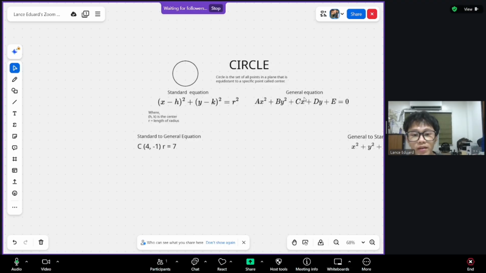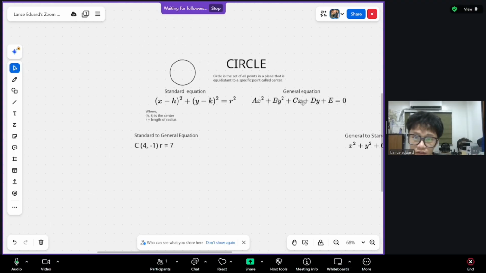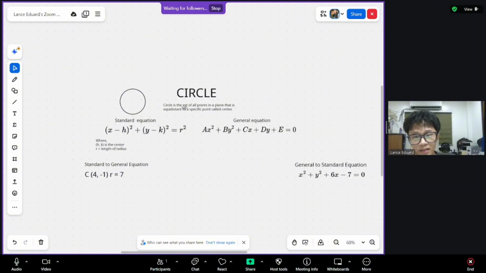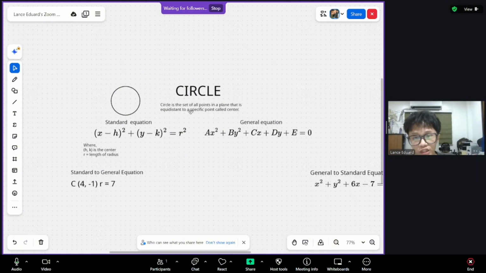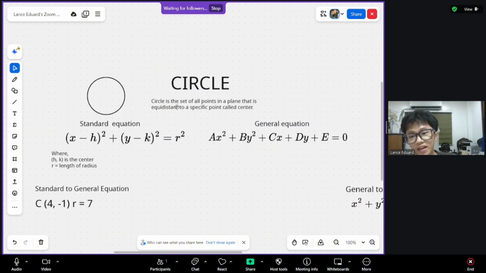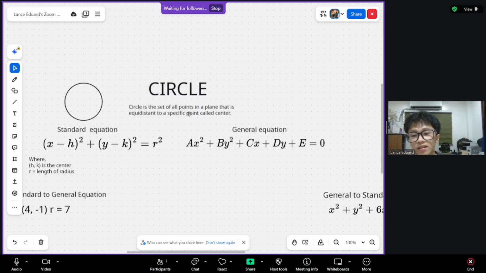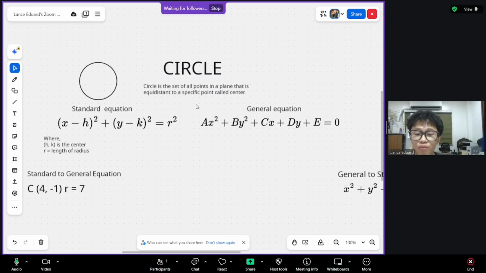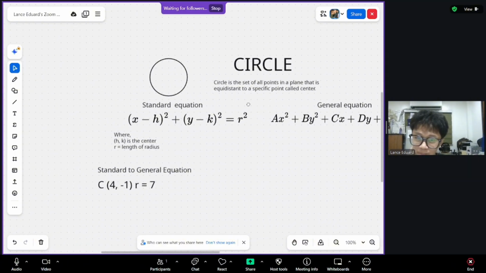Today we'll be diving into pre-calculus, the different types of conic sections. There are four different types: circle, parabola, ellipse, hyperbola. But today we'll just be tackling the first conic section, the circle. A circle is the set of all points in a plane that are equidistant to a specific point called the center.